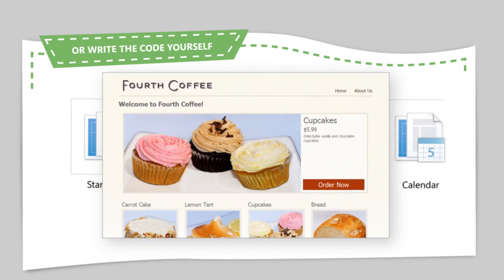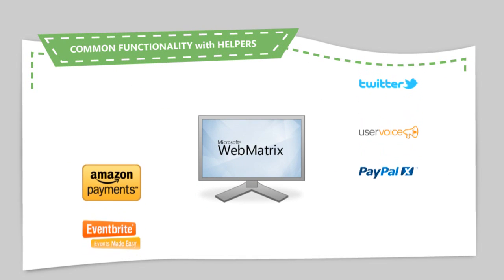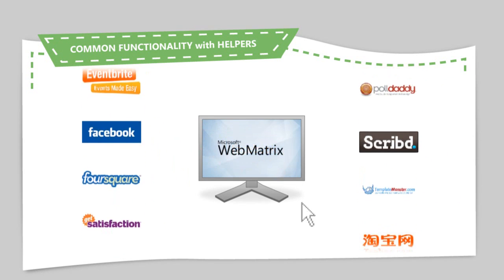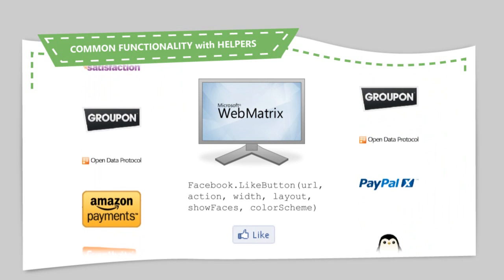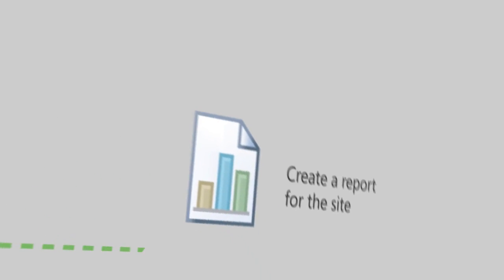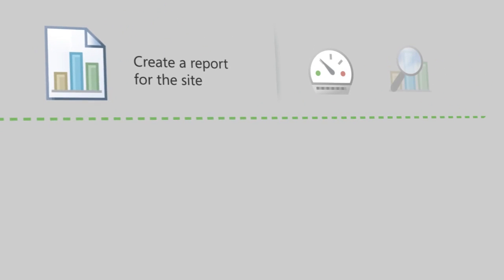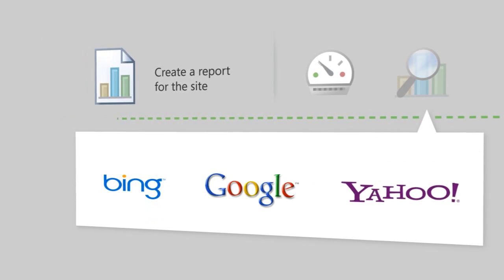A gallery of WebMatrix helpers also provides snippets of code to easily insert functionalities such as Twitter feeds, Facebook integration, checkout by Amazon, PayPal, and many other popular services. WebMatrix also generates a search engine optimization report that gives you feedback on how to make your site easier to find on search engines such as Bing, Google, or Yahoo.